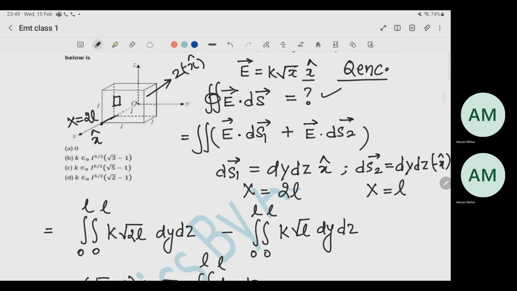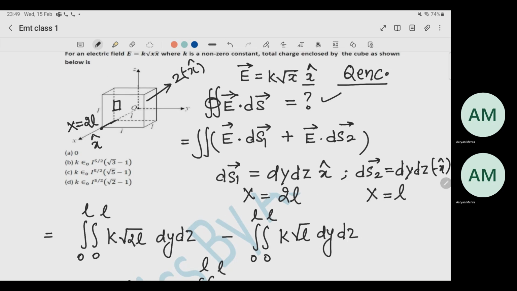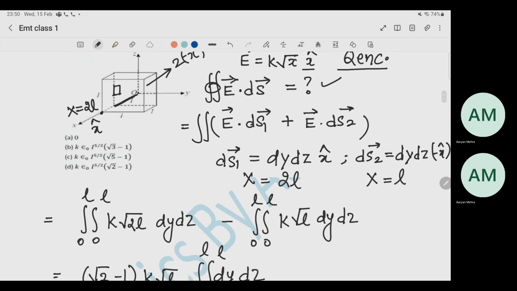Similarly, if you see surface 2, your ds will be dy dz, but the direction this time is minus x cap, perpendicular to the surface and going away from it. That will give you minus x cap. And your x this time is l, because this distance is only l. Now let's put the values here.